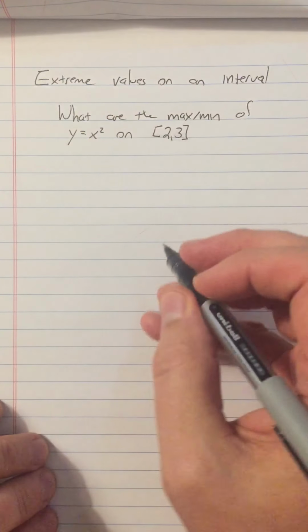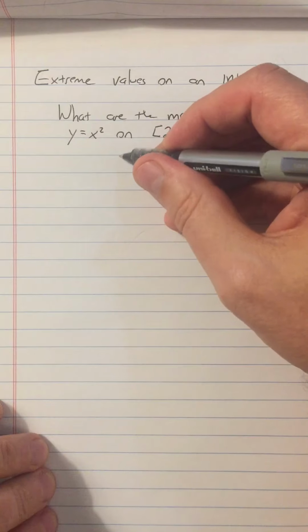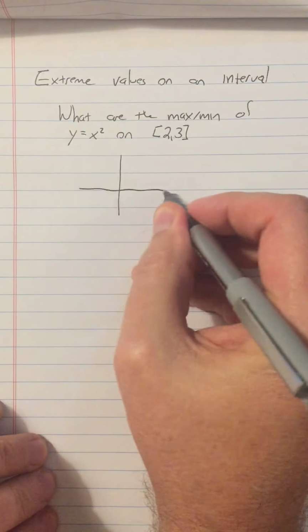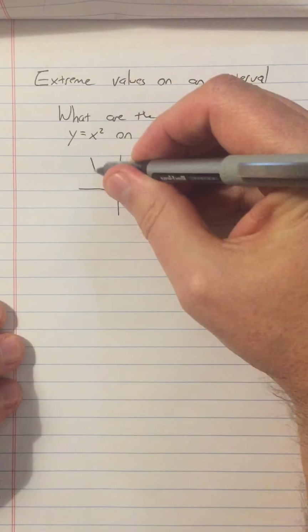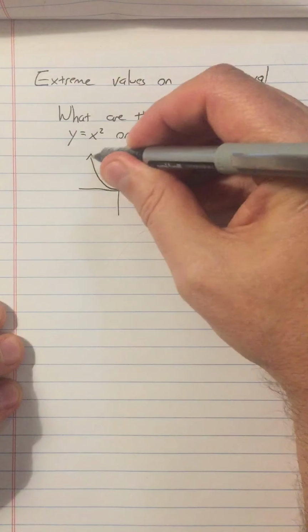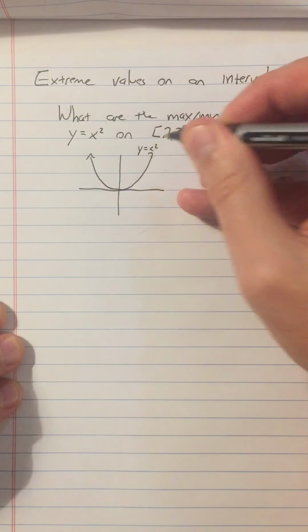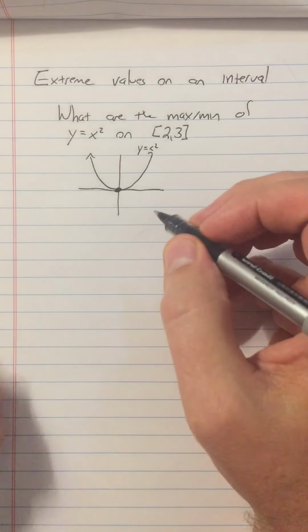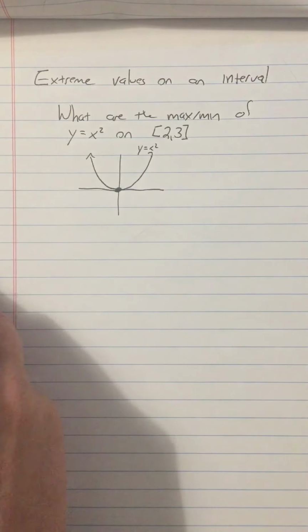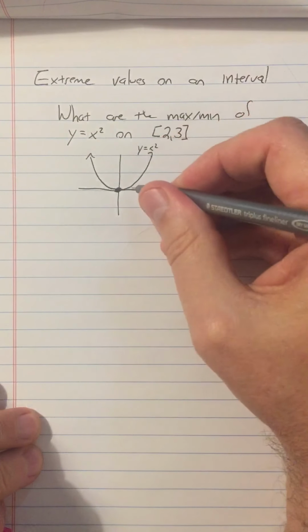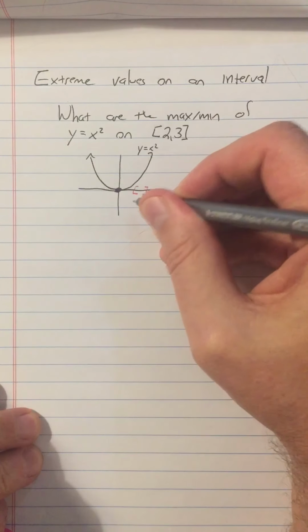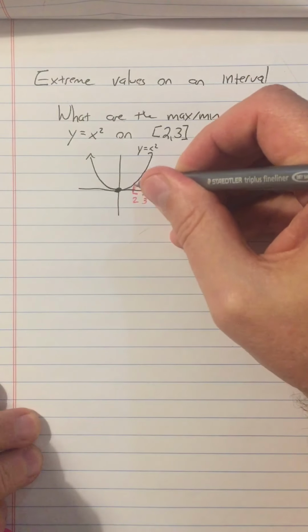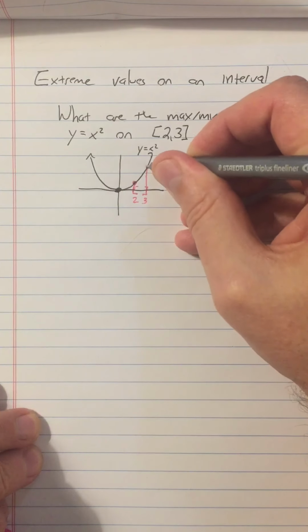You can actually solve this without any calculus at all if you think about it, because you know what the graph of y equals x squared looks like. It looks like this. There's y equals x squared. I know where it has a min. It has an absolute min right there at x equals 0. But I don't care about that min. I only care about the interval from 2 to 3. So I only care about this interval in here.